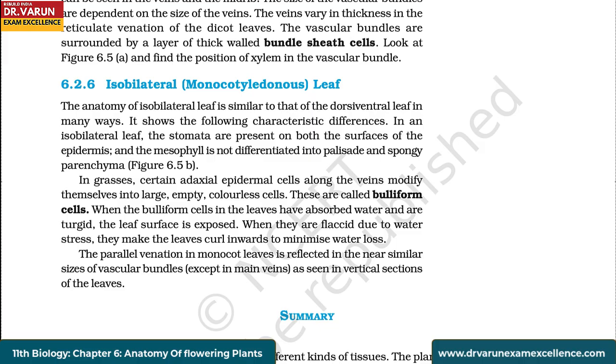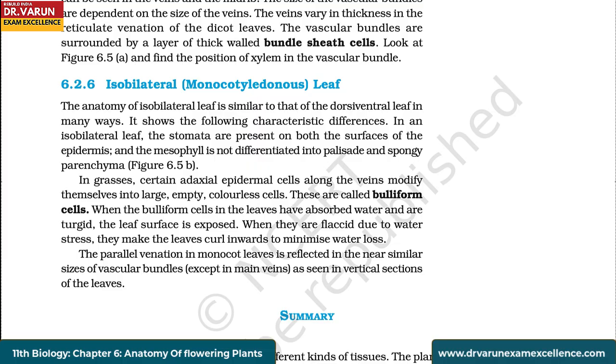Isobilateral or monocotyledonous leaf. The anatomy of isobilateral leaf is similar to that of the dorsiventral leaf in many ways. It shows the following characteristic differences. In an isobilateral leaf, the stomata are present on both the surfaces of the epidermis and the mesophyll is not differentiated into palisade and spongy parenchyma. In grasses, certain adaxial epidermal cells along the veins modify themselves into large, empty, colorless cells. These are called bulliform cells.